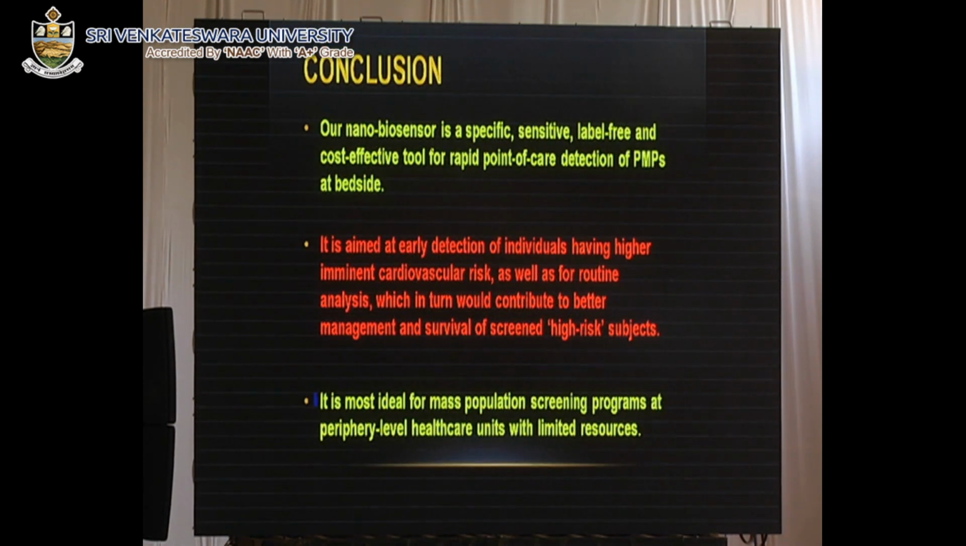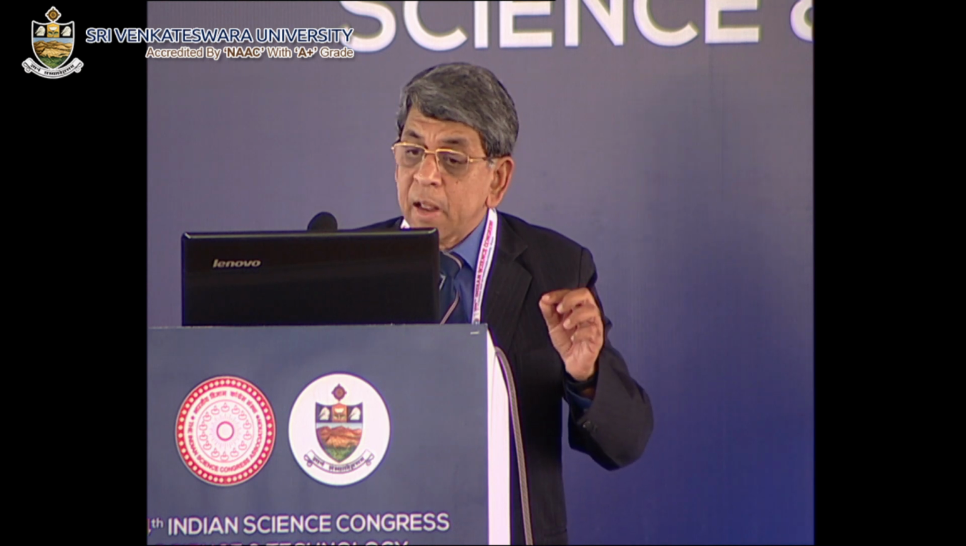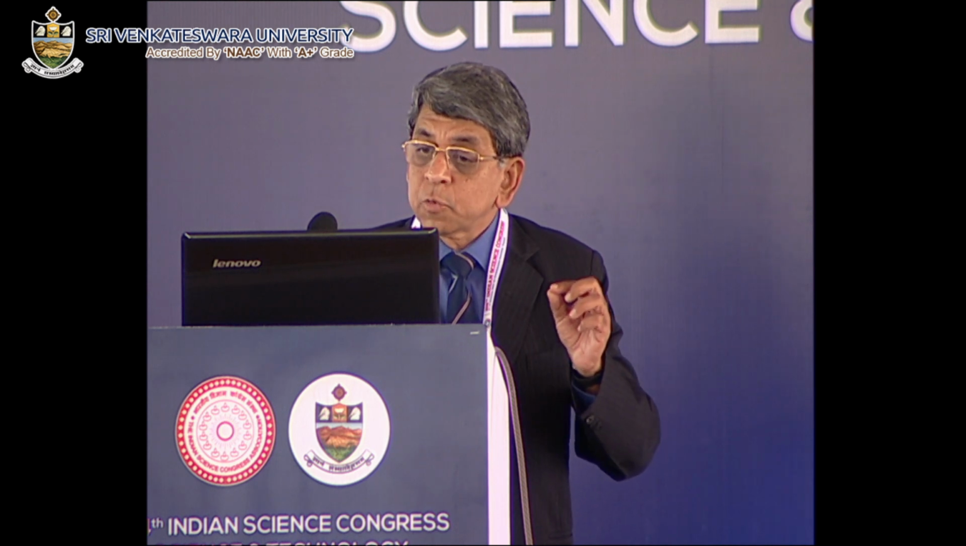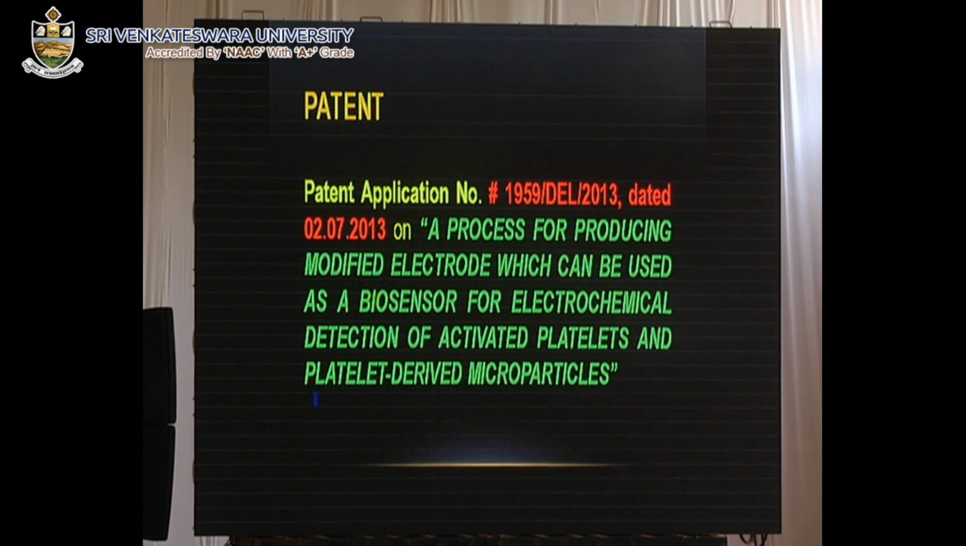one can find out. So in conclusion of the first part, this is a very specific, sensitive method. This is most ideal for mass population screening. So we have used graphene nanomaterial for this. We have published it in 2015 in Biosensors and Bioelectronics. The work is already patented.